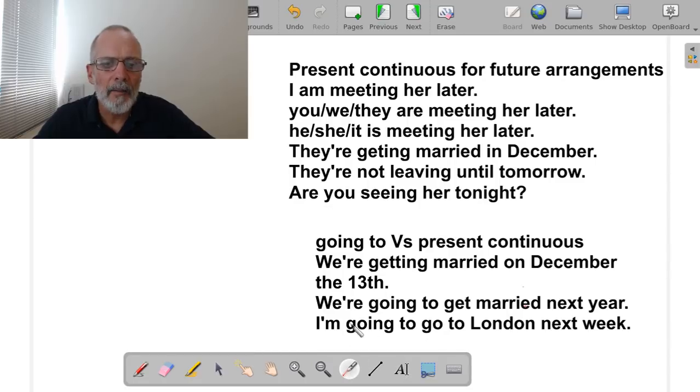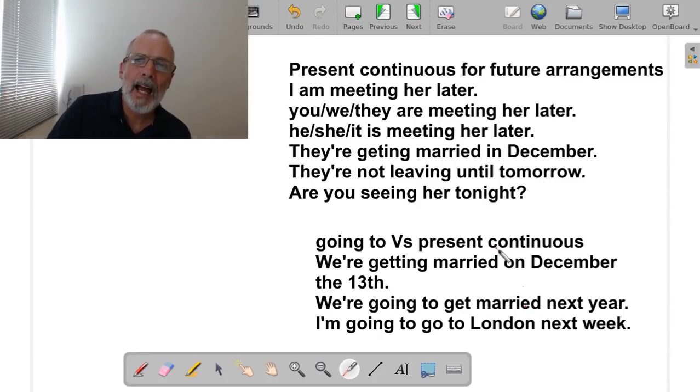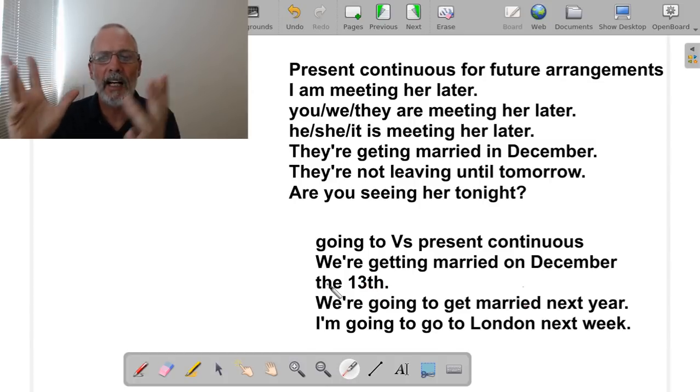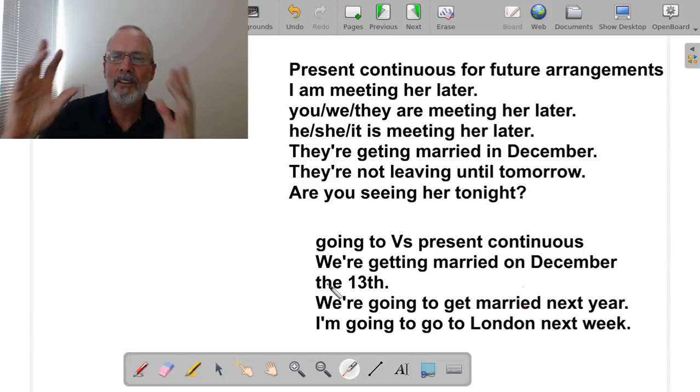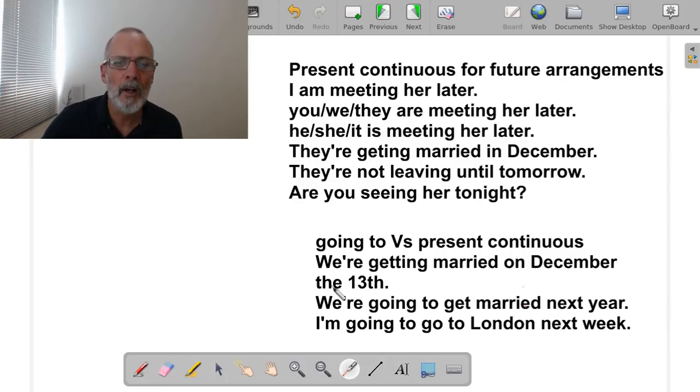Let's begin down here and look at the differences between going to and the present continuous, and the differences between a future arrangement and a plan that we saw on the previous page. The difference between a plan and an arrangement is very small. "We're getting married on December the 13th." This is an arrangement. It's a fixed date. It's going to happen on December the 13th next year. And this one is a plan. "We're going to get married next year."